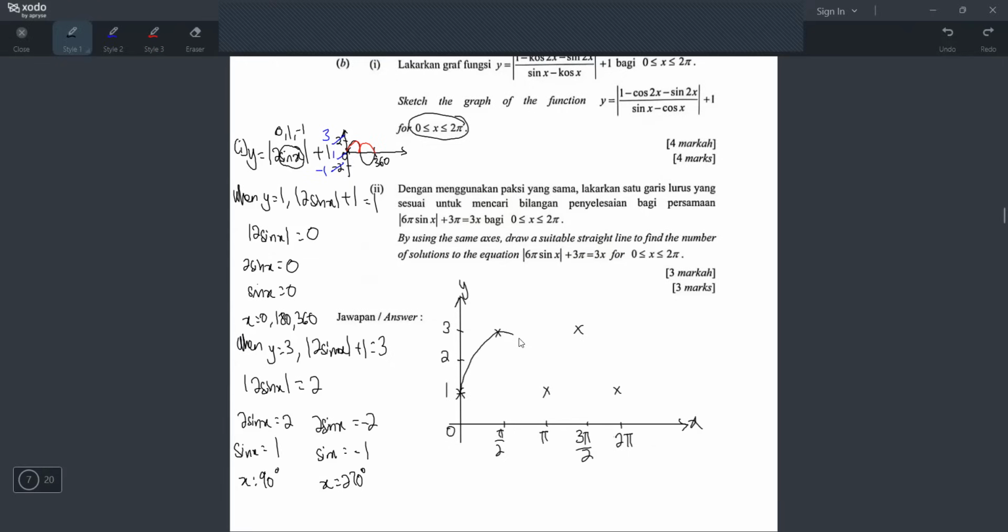Okay, like this. Then like this. Okay, something like this. Let's make it pretty here.